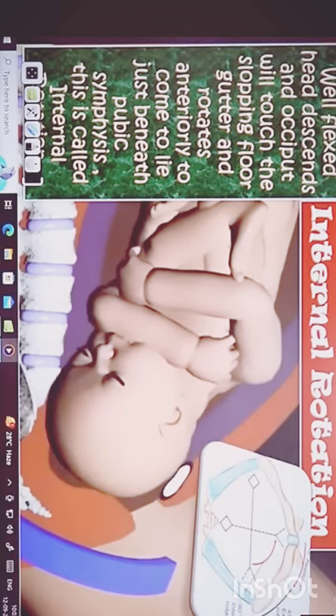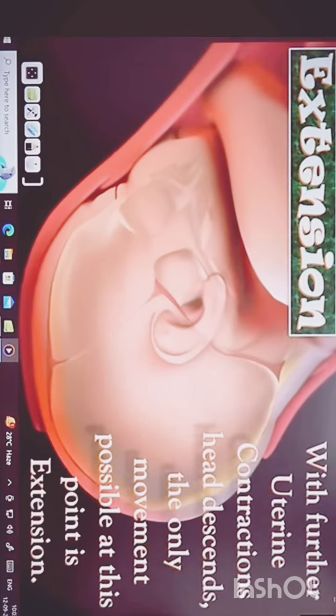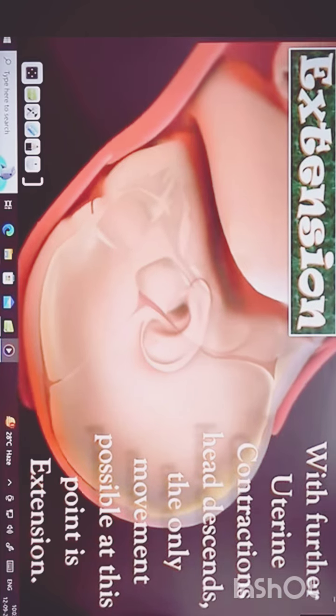Next step is that of extension. With further uterine contractions, the head descends. The only movement possible at this point is that of extension.